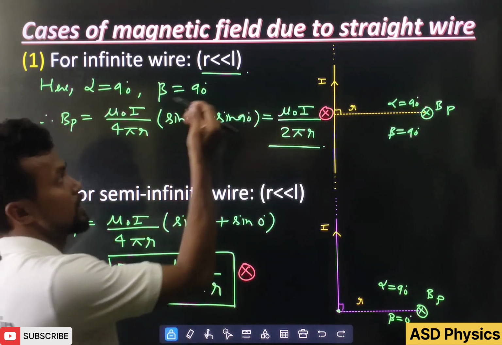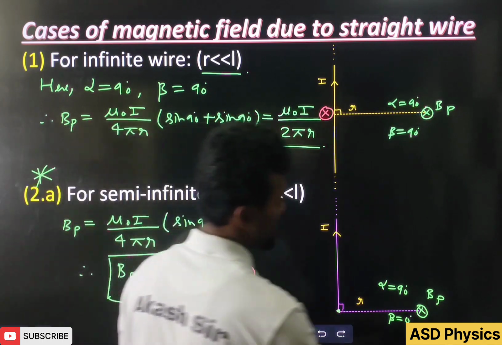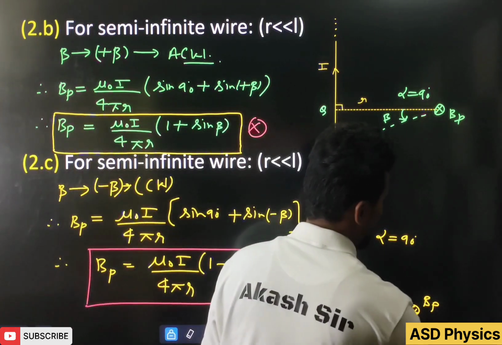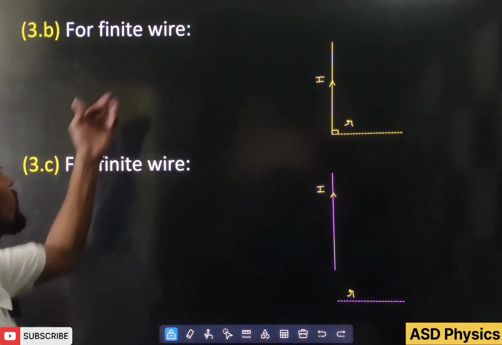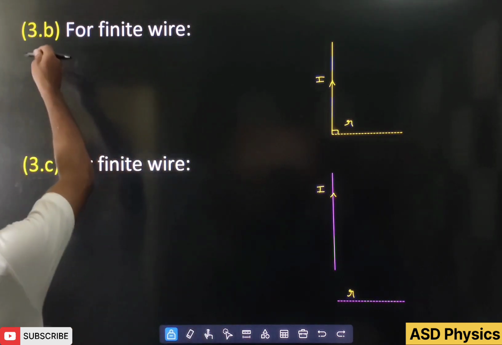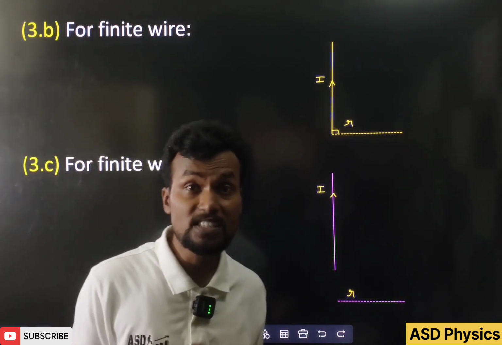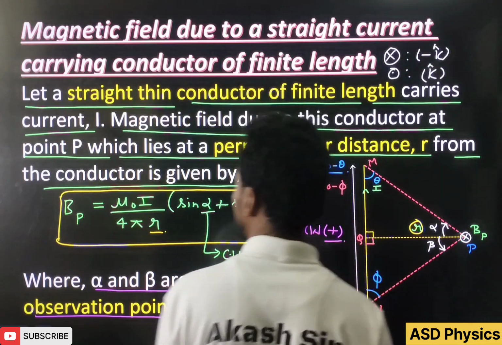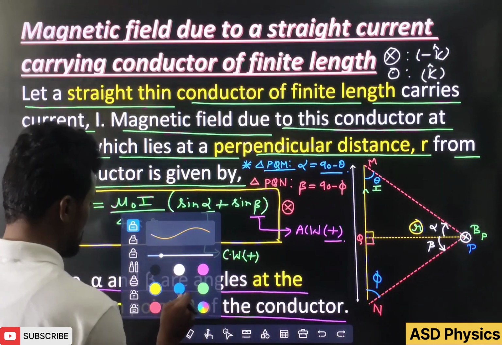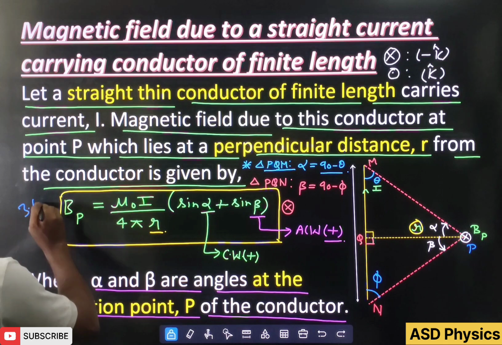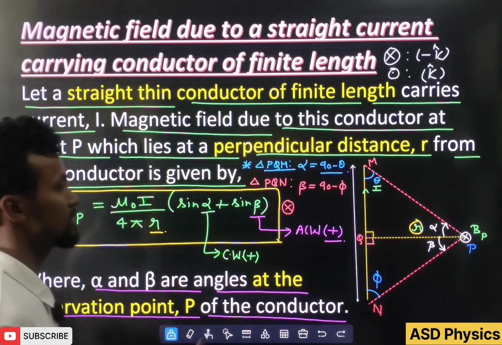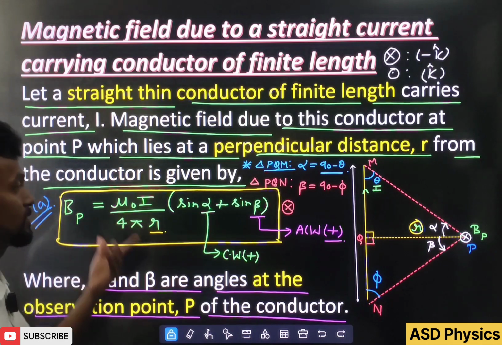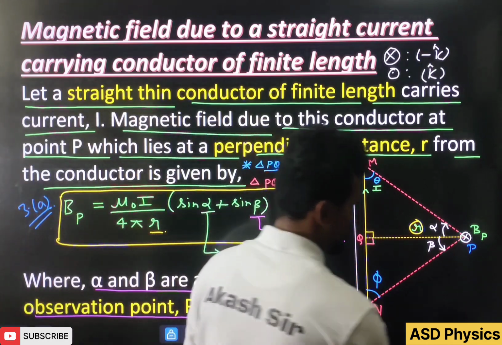So we have seen the infinite wire cases and the semi-infinite wire cases. How many cases have we seen? The 3 cases: 2A, 2B, 2C. After that, next we are going to see the finite wire. Here I have written 3B, so where is 3A actually? For the finite wire, the 3A case is this one. This is the third A case, the general situation I told you about in the starting. So 3A is clear.